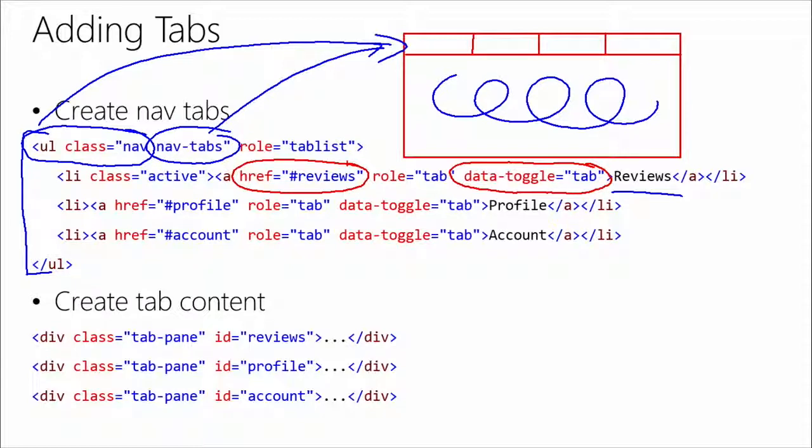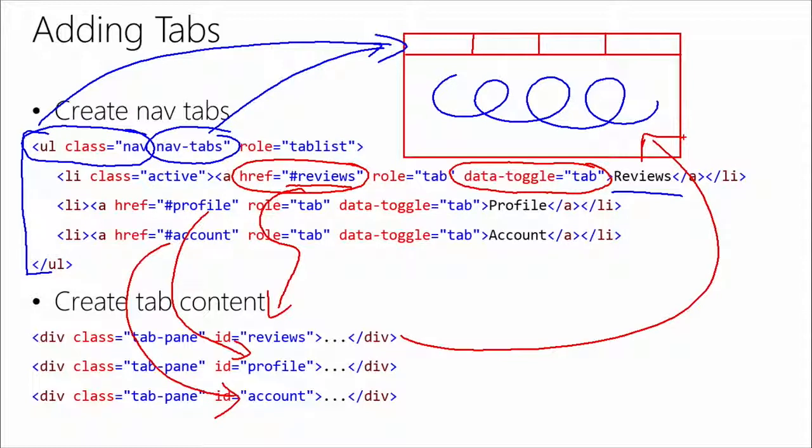Okay, sorry about that. In any event, the href, right here, you're going to notice pound reviews. Your CSS quiz for the day, what's pound? It's an ID. ID, yes. So what you're going to notice is that reviews points to that, profile points to that, and account points to that. You do need the pound. And so that's what's going to determine what will in turn display right inside of that little tab box.